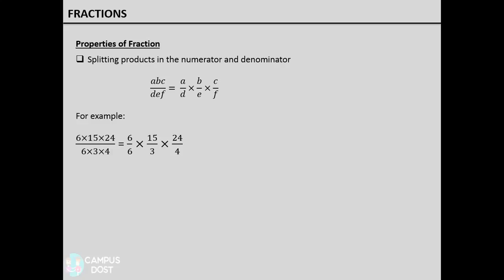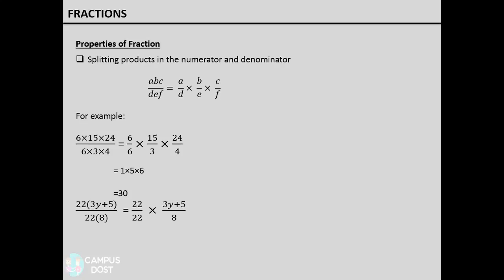For example, it will take a long time to evaluate this fraction if we have to first find the product in the numerator and then find the product in the denominator. However, when we apply the rule, we can break the fraction into the product of smaller fractions. From here, we can see that 6 over 6 equals 1, 15 over 3 equals 5, and 24 over 4 equals 6. From here, 1 times 5 times 6 equals 30.